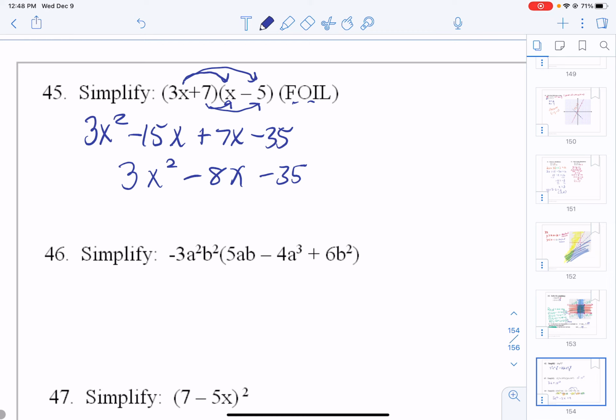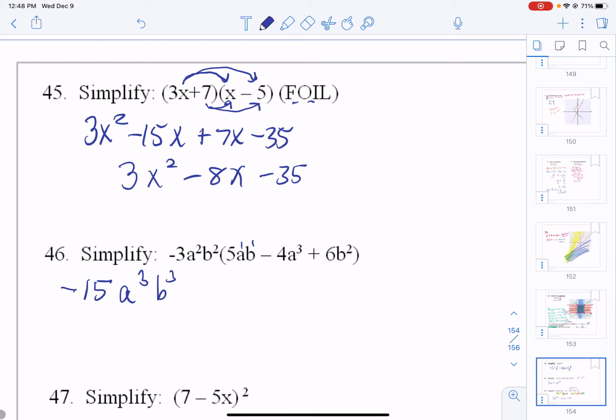Let's look at 46. We're going to take this and distribute it to all three terms inside. So let's start with the 5ab. That's going to be negative 15. Now our a's and b's were originally 1s. They're each going to go up by 2. So that's going to be a cubed, b cubed.